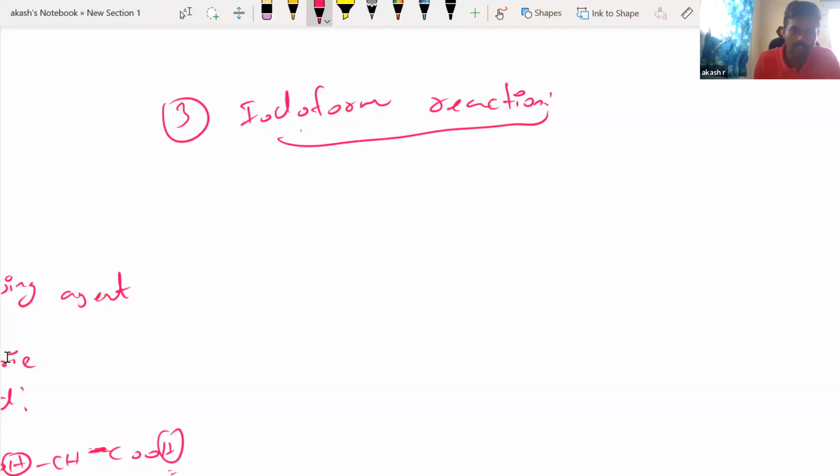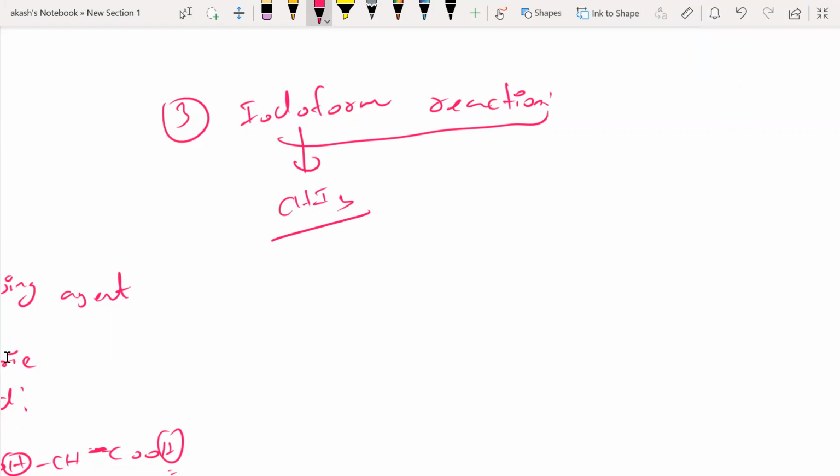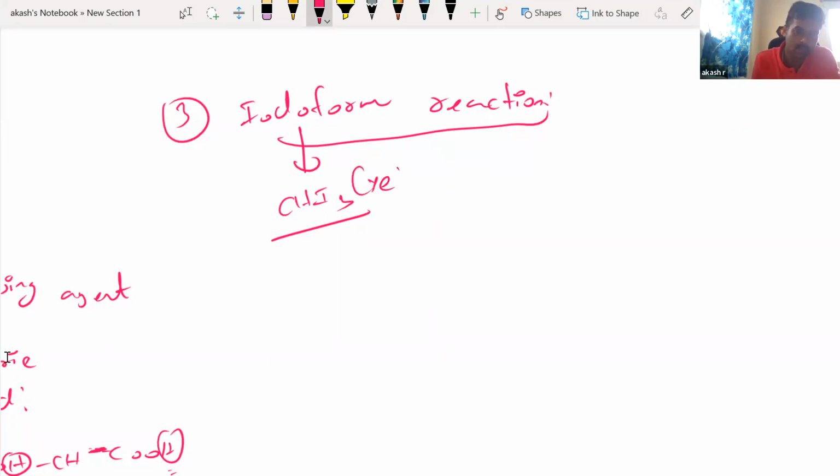First of all, what is the formula for iodoform? Do you know? CHI3. Good. So in this reaction, we are actually going to form iodoform. On the product side, one of the products formed is going to be iodoform, and you have to understand that this CHI3 will be a yellow color precipitate.